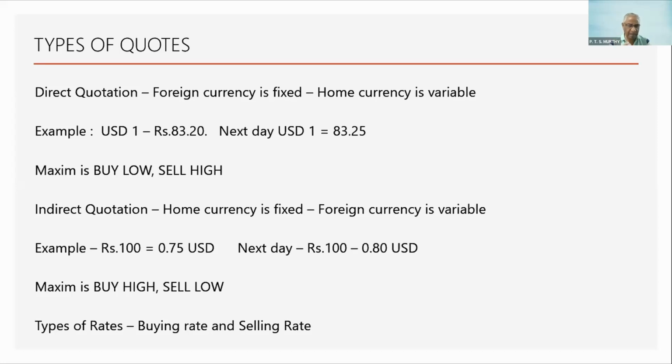Meaning thereby, I am not varying the foreign currency. I am only varying the domestic currency. This type of quote is called a direct quotation. If it is the other way around, it is called an indirect quotation. So in all our cases, we are only quoting direct quotes. In direct quotes, there is a maxim, that is, a rule. The rule is: buy low, sell high. What does buy low, sell high mean?